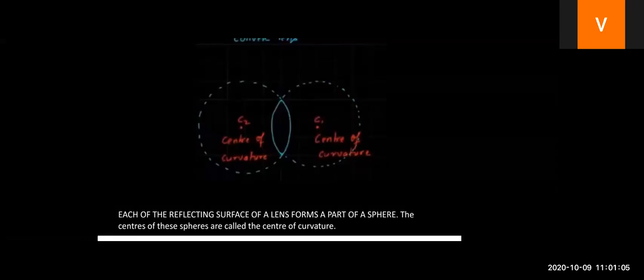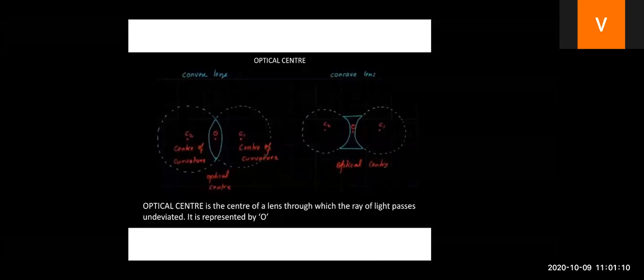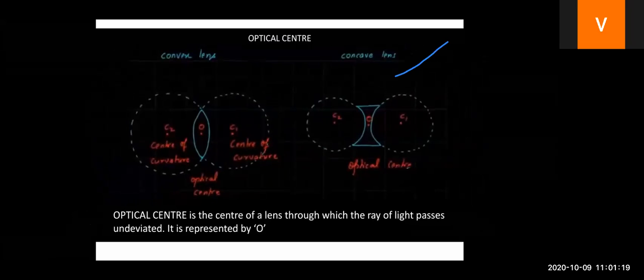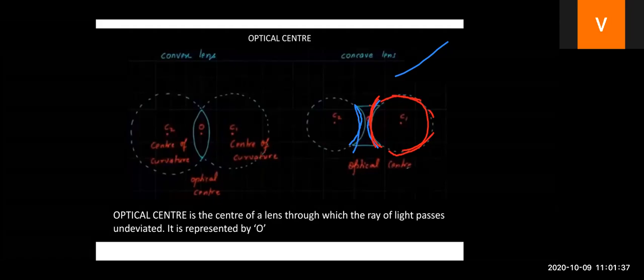Next, this was for your convex lens, right? Now, let's see the concave lens. Let me zoom in a little, and this is your concave lens. Similarly, here we have two surfaces. These two surfaces also form parts of spheres. This surface forms a part of this sphere and this surface forms a part of this sphere. And these spheres have centers. So these are the centers of curvature for a concave lens, right children?